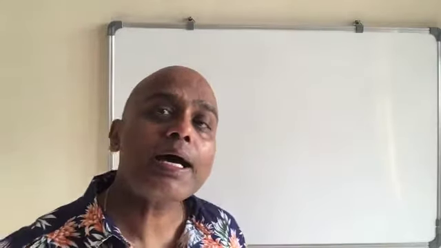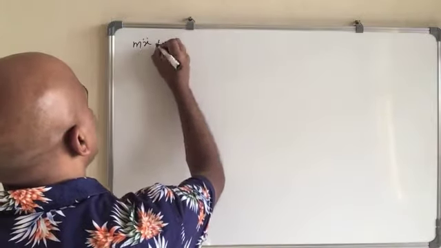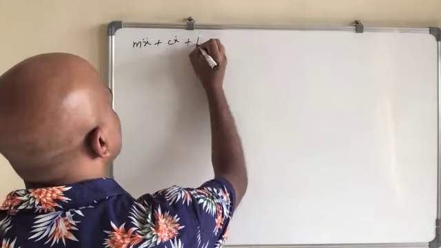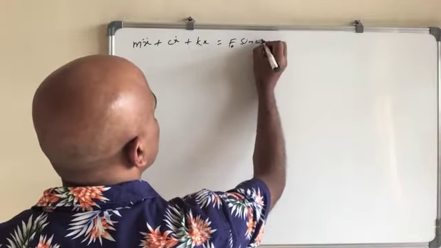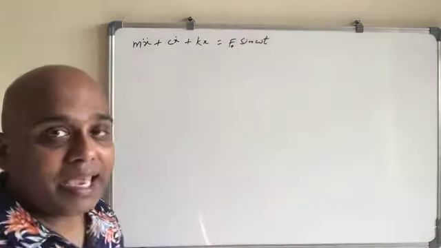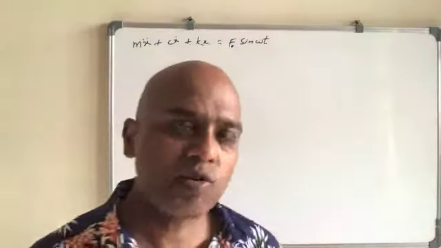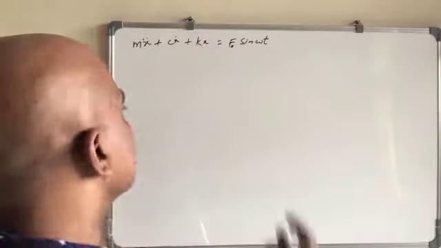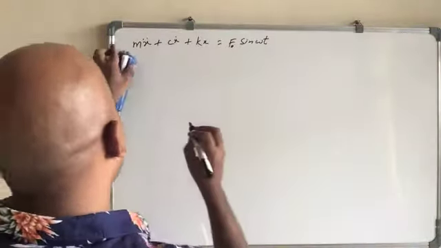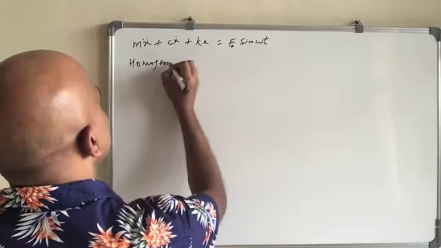So let's rewrite the equation here. We have m x double dot plus c x dot plus kx equals F naught sine omega t. If you give this problem to a mathematician, he is going to solve it in two parts. First, he will say homogeneous solution.